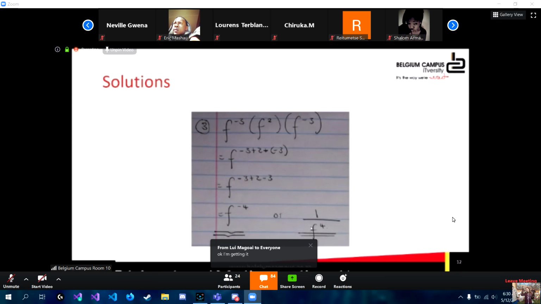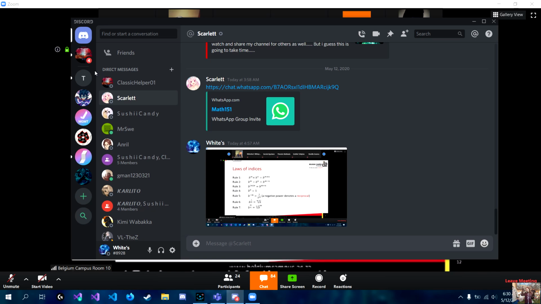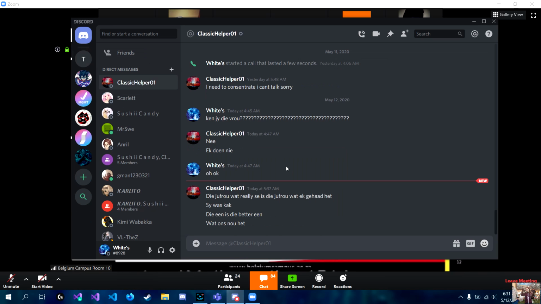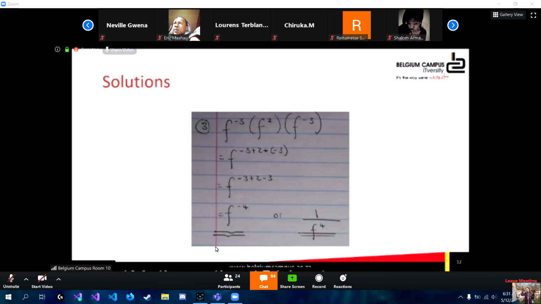Right, then for number 3, this is multiplication. So f to the power of minus 3 times f squared times another f to the minus 3. You're simply going to be adding your powers. Minus 3 plus 2 plus minus 3.